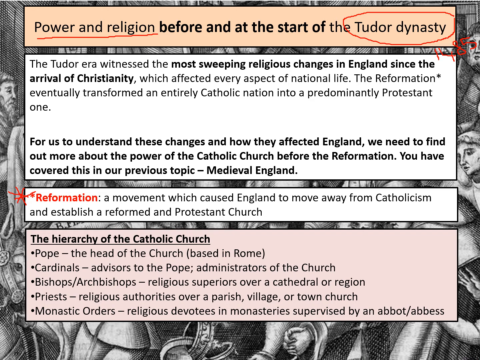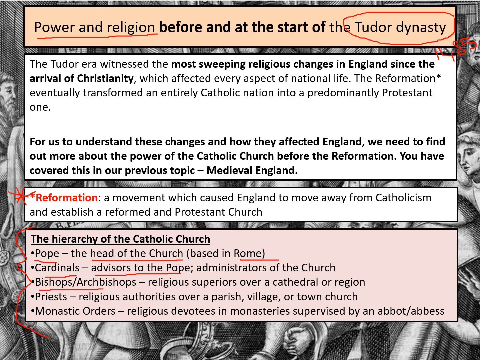Now, for us to understand these changes and how they affected England, we need to know more about the power of the church, and we need to know more about how that changes with the Reformation. The other thing I want to make clear to you is about the hierarchy of the Catholic Church. Who was in control? First of all, the Pope. Many of you may have heard of the Pope in our previous topics. He's the head of the Catholic Church and he lives in Rome. Cardinals are also quite high up in the Catholic Church. They are advisors to the Pope and they do a lot of the paperwork and the administration for the Church.